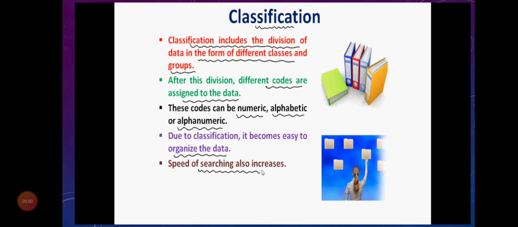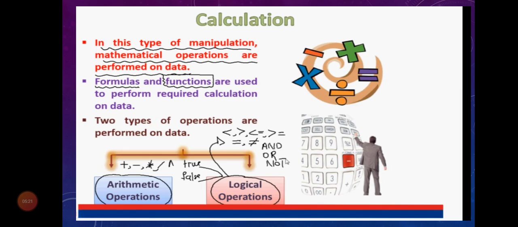For example, dear students, the data in a college can be classified into two groups. The data of students may be in one group, and the data of teachers may be in the second group. This is all related to the classification of the data.